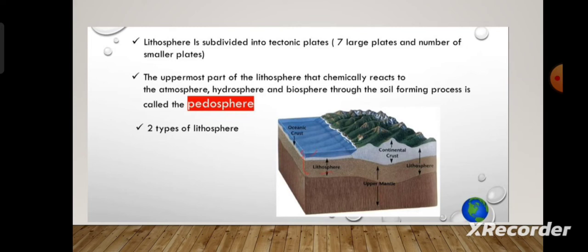The upper part of the lithosphere that chemically reacts to the atmosphere, hydrosphere, and biosphere through soil forming process is called the pedosphere. Pedosphere consists of both biotic and abiotic components, that is the living and non-living components. Now, the lithospheres are of two types, that is oceanic lithosphere and continental lithosphere. Oceanic means in terms of oceans, water, deep valleys. Continental means mountains, plain areas.